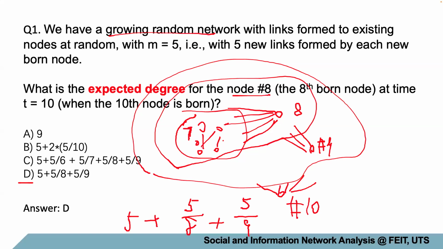Any questions? Sorry, I have one question. Regarding the answer of D, why do we not use 5 divided by 10 instead of 5 divided by 9? It's because the 10th node is just born, so it cannot connect with the existing nodes, right? So that's why we use 5 divided by 9.